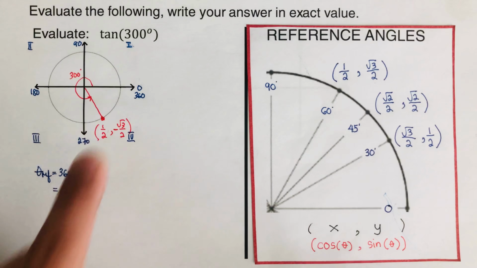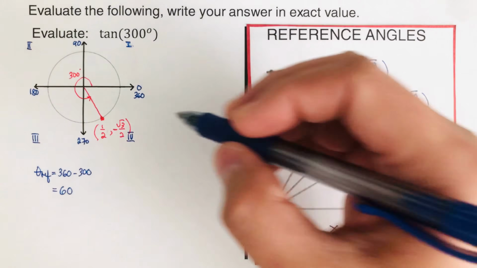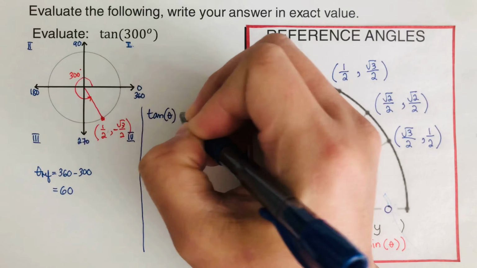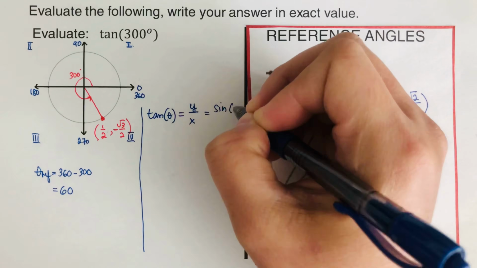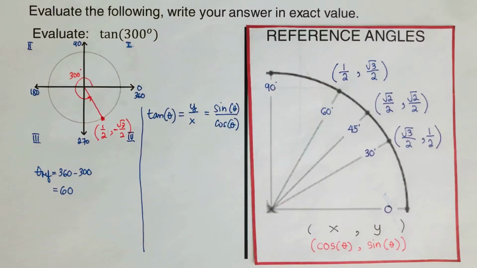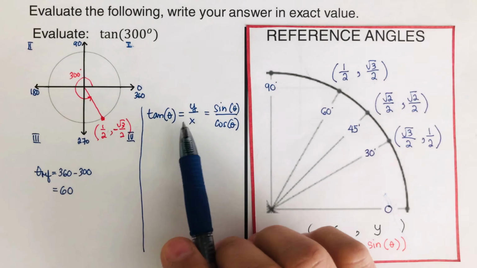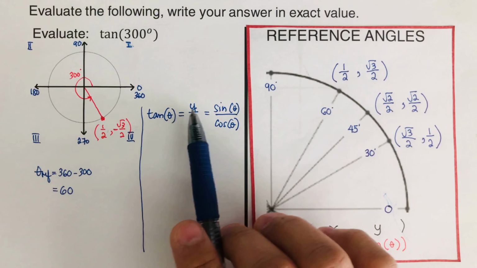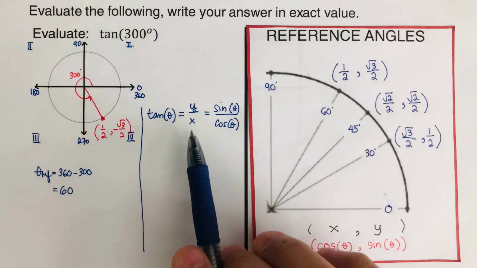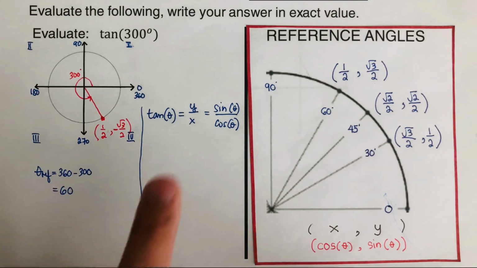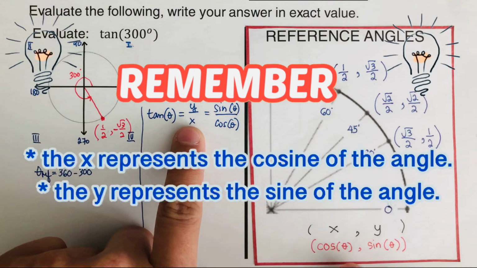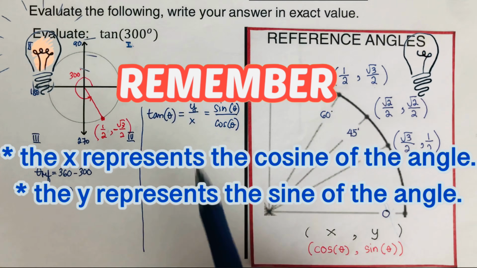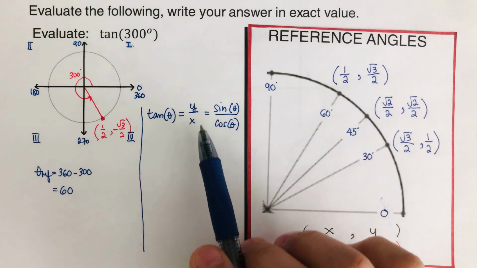But again, we can solve for the tangent using this formula right here. So I'm just going to show the formula for the tangent right here. Okay, since a tangent is equal to opposite over adjacent, the opposite to the angle is y, and then the adjacent to the angle is x. Now we remember that the x represents the cosine of the angle. That's how we write the cosine here. And then the y represents the sine of the angle. So these two equations that we have here are actually equivalent to each other.